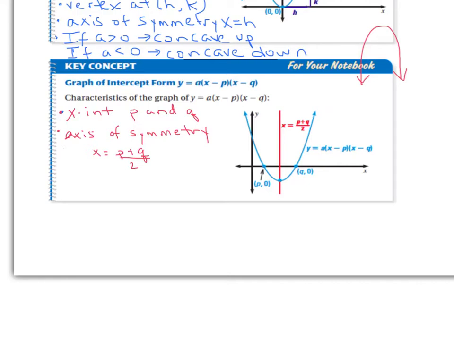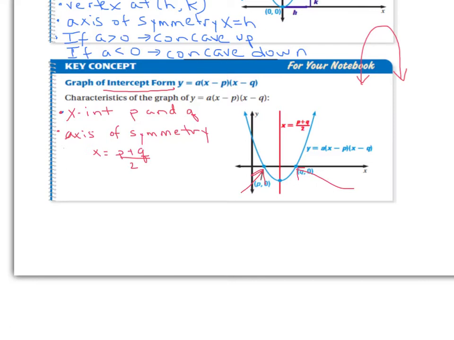Next up is the intercept form. The intercept form does just what it says. It gives you the x-intercepts, p and q, for this quadratic. So I have written there the x-intercepts are p and q, and the axis of symmetry is directly in between the x-intercepts. So to find those, we add the two x-intercepts and divide by 2. Essentially, you're just averaging the intercepts.